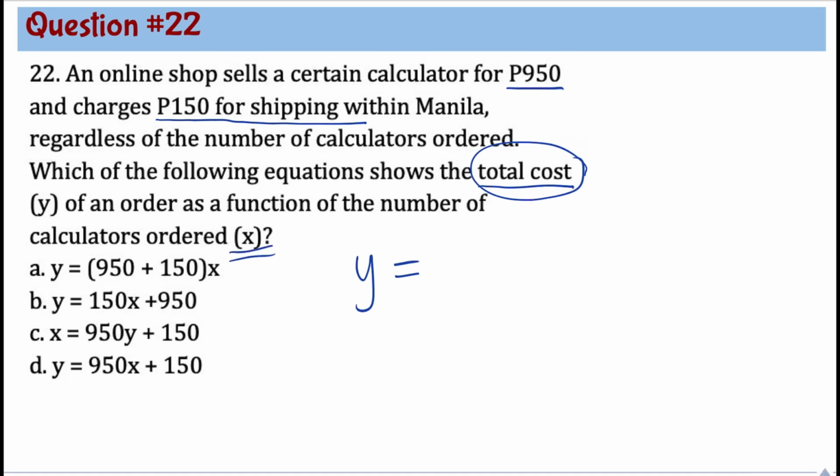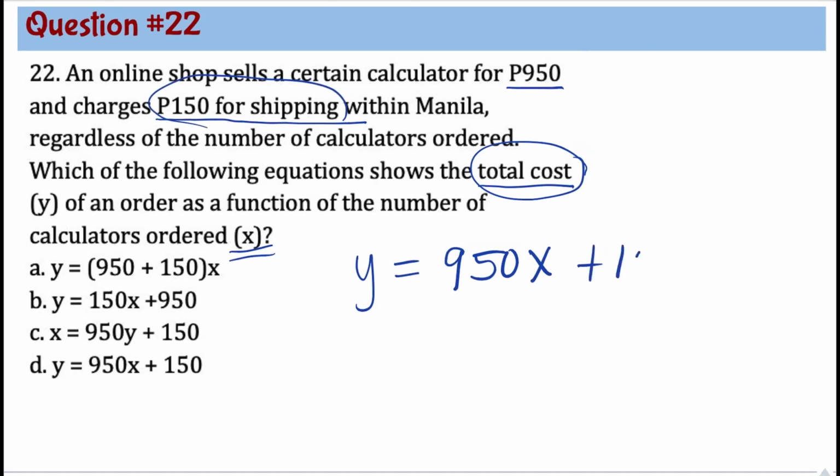And how much is each calculator? 950, right? So we need to multiply 950, that's the price, by the quantity or the number of calculators ordered. And what else is important here? The shipping fee, right? Which is 150 pesos for any number of calculators ordered. So the answer is letter D.